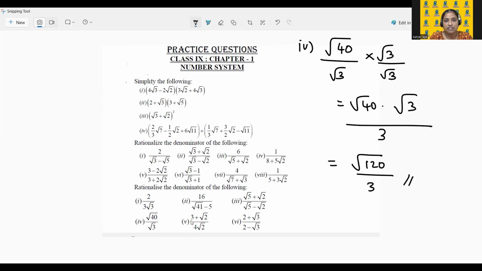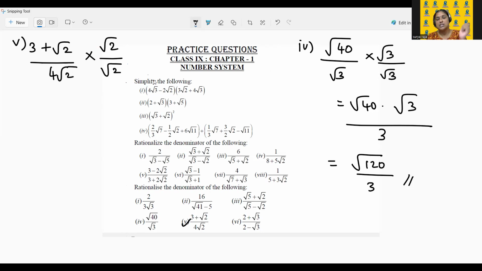Now, number 5 or 6, what can we do now? So yes, both sums we need to do. Okay, let me do number 5. 3 plus root 2 by 4 root 2. I told you to take only the irrational number, not 4. Only square root of 2.